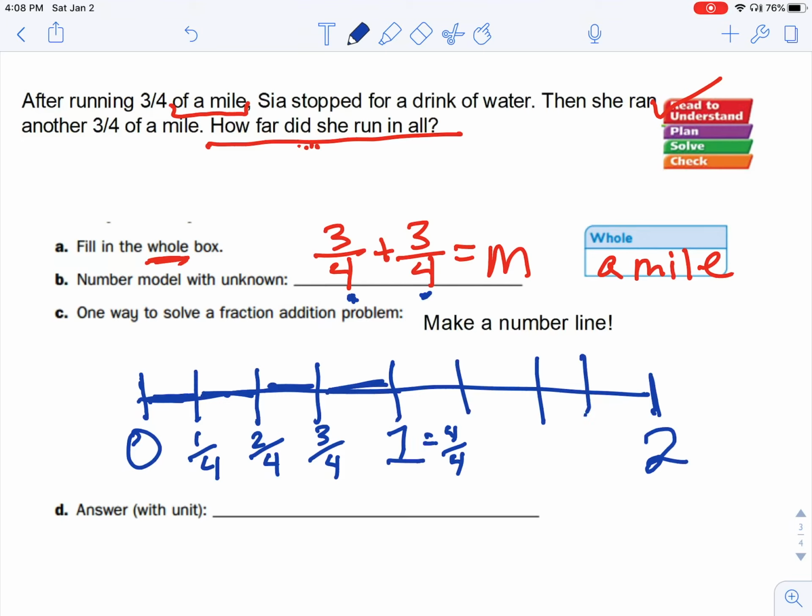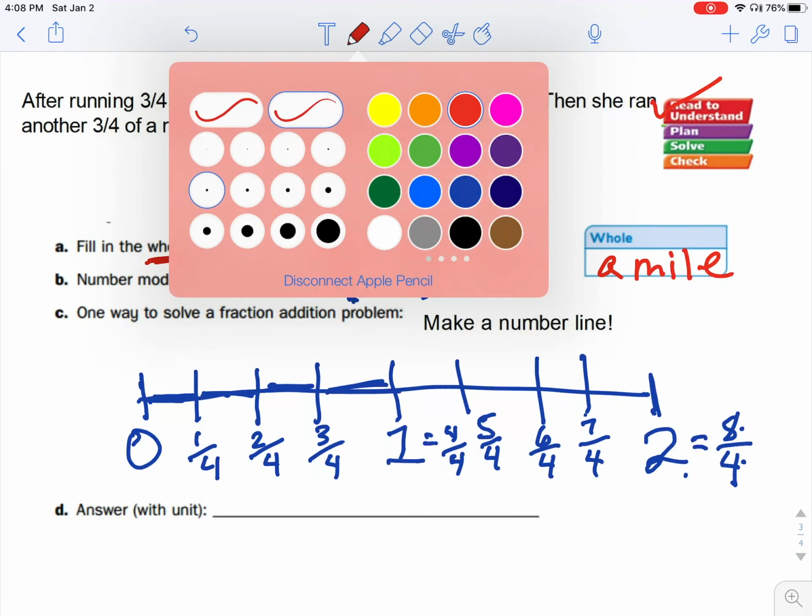Okay, does yours look like this? I didn't leave myself enough room here, but this one's going to be 5/4, 6/4, 7/4, and that would put me at 8/4, which, hey, good. 8 divided by 4 is 2, so I know I did it correctly. Okay, so now let's show our problem.